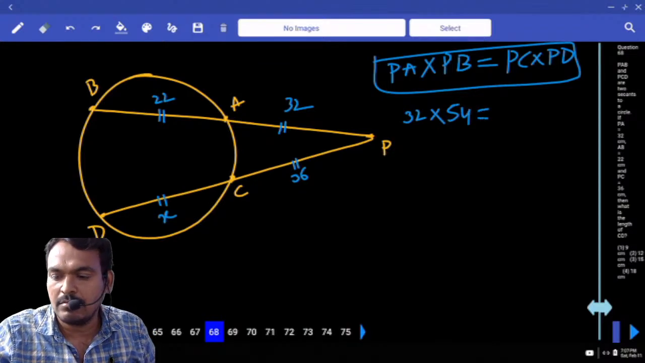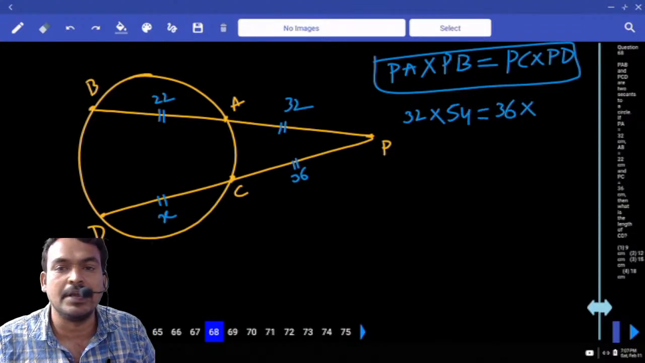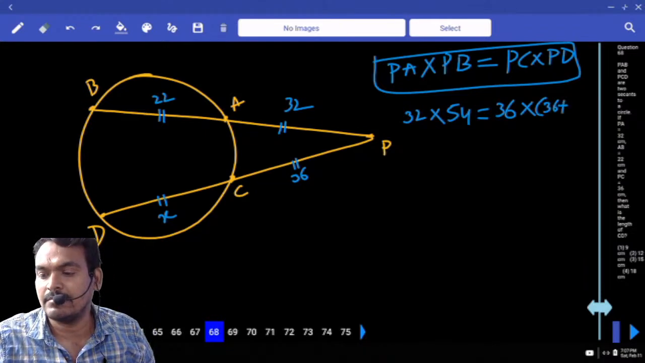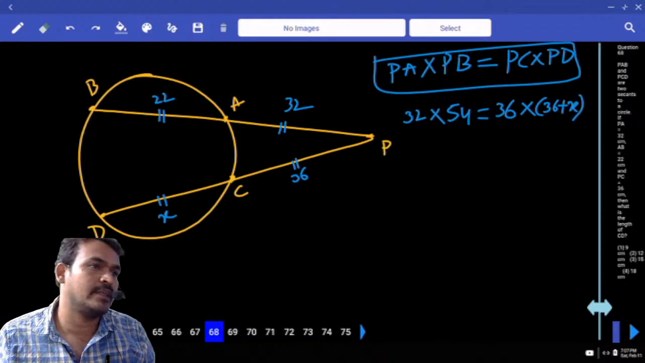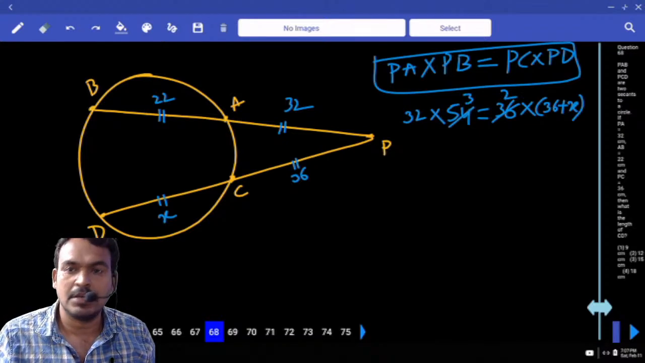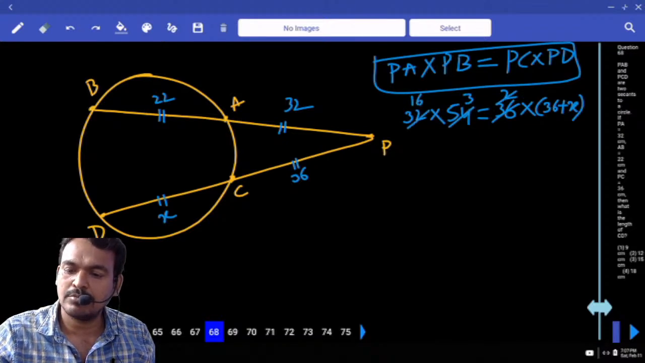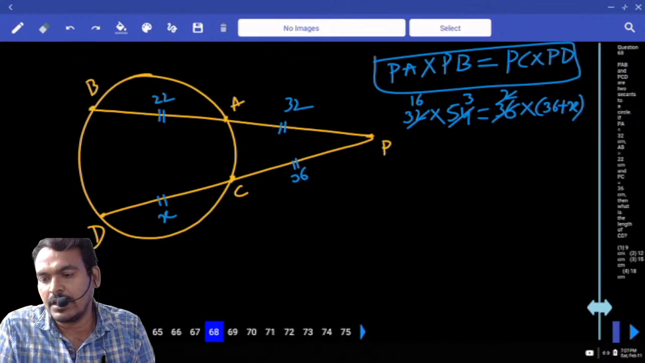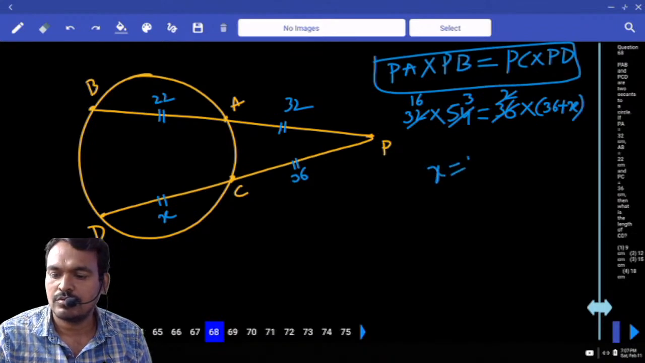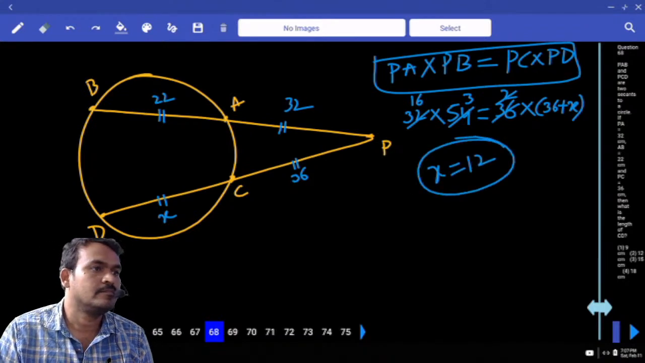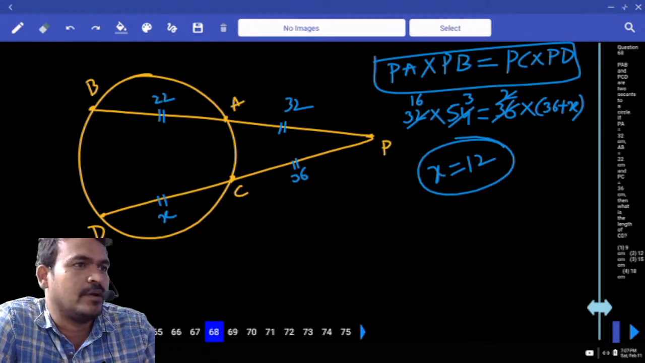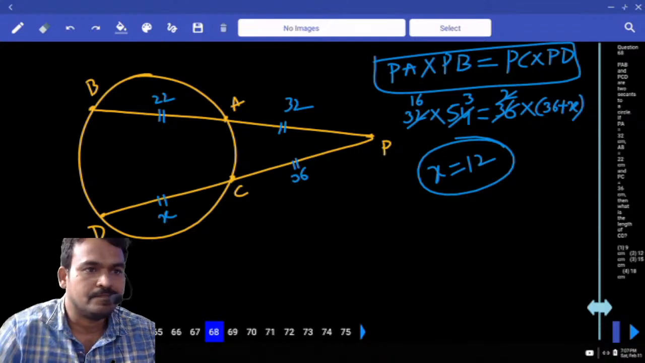What is the PC value? 36 into PD. PD means total PD value, 36 plus X. Solving this, we get the X value. 18 twos are 36, 18 threes are 54, 16 threes are 48. That is equal to 36 plus X. X equal to how much? 12. I think it is a direct property. PA into PB equals PC into PD.